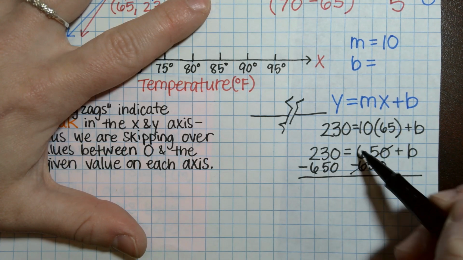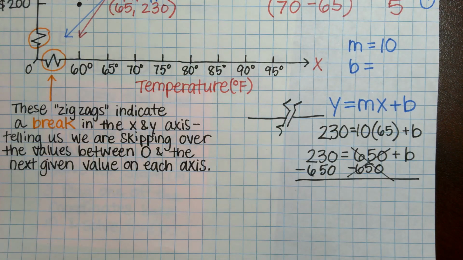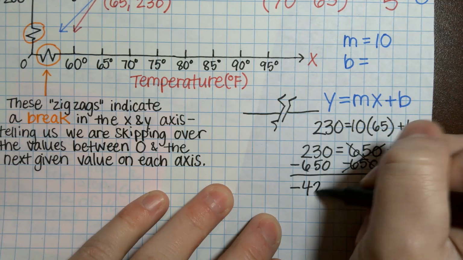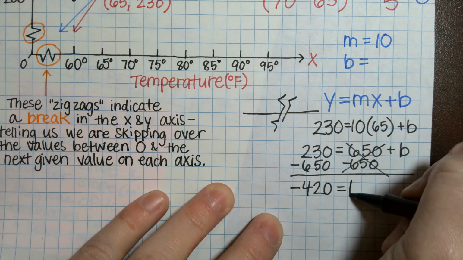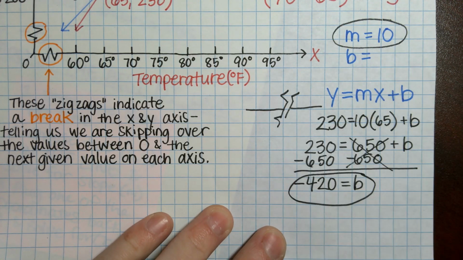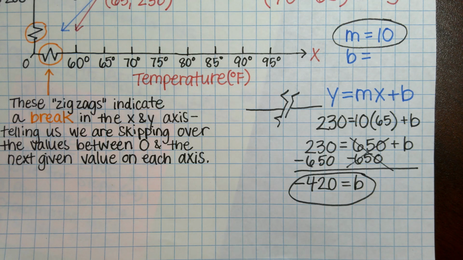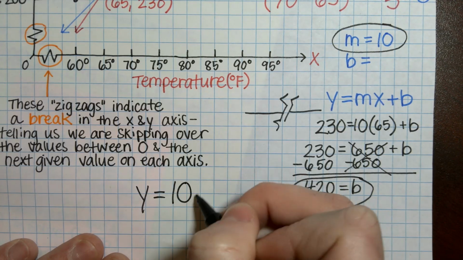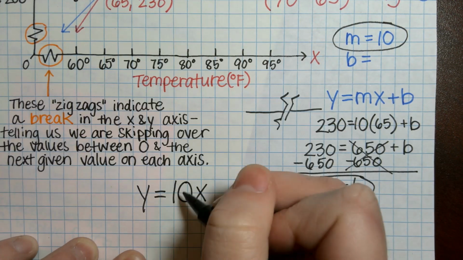So my 650s will cancel out. And what is 230 minus 650? Negative 420. Negative 420 equals b. Okay, we have our b. We have our m. We can write an equation now, just like we did before. What would my equation be? y equals 10x minus 420.